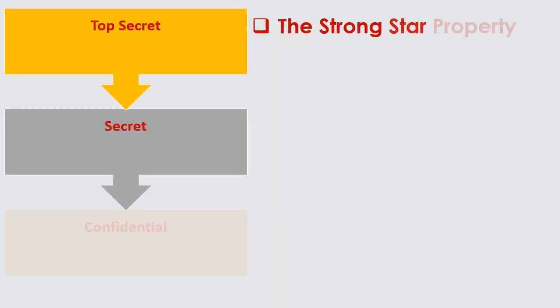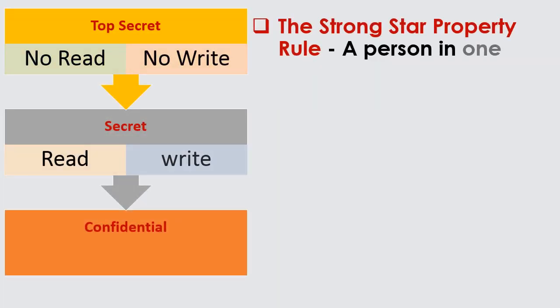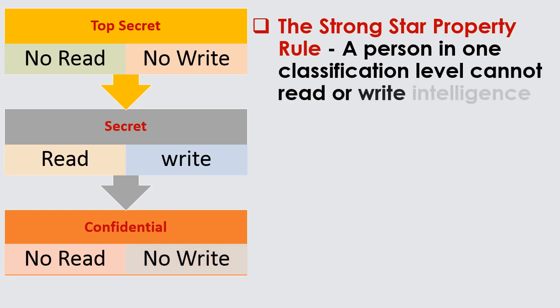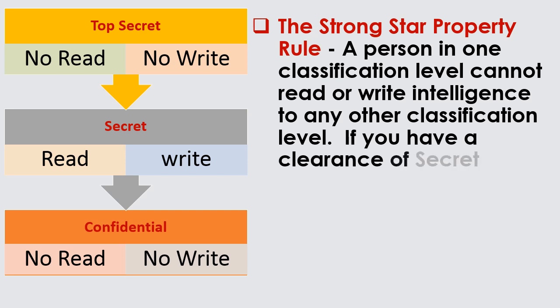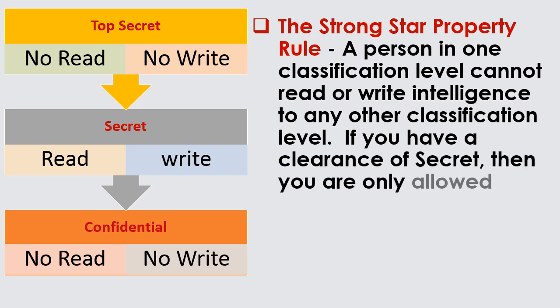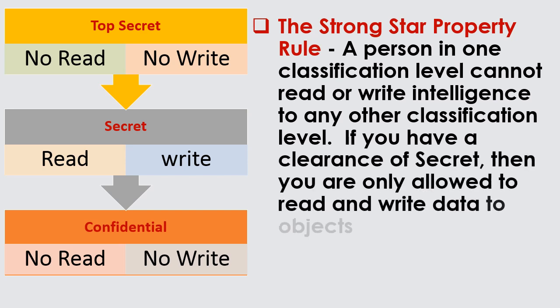The strong star property rule: a person in one classification level cannot read or write intelligence to any other classification level. If you have a clearance of secret, then you are only allowed to read and write data to objects with the same classification label.